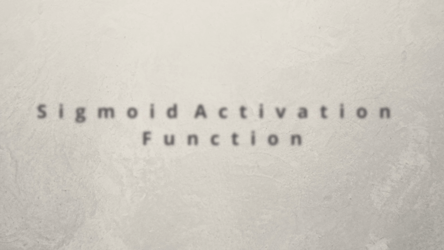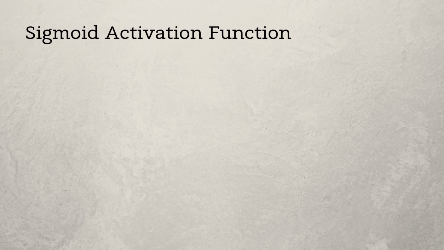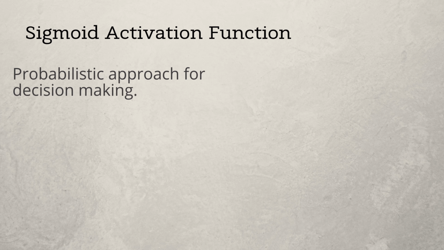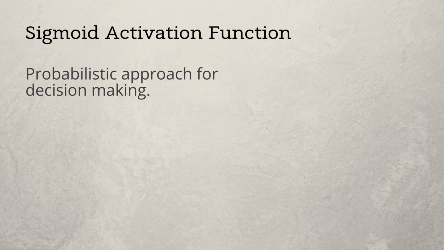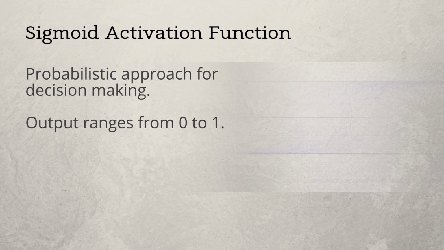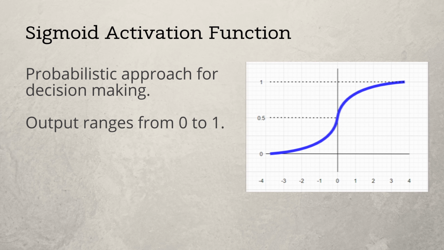Sigmoid activation function. The sigmoid activation function is one of the most widely used activation functions. It uses a probabilistic approach for decision making, and the output ranges between 0 to 1. The sigmoid function can be mathematically represented as follows.